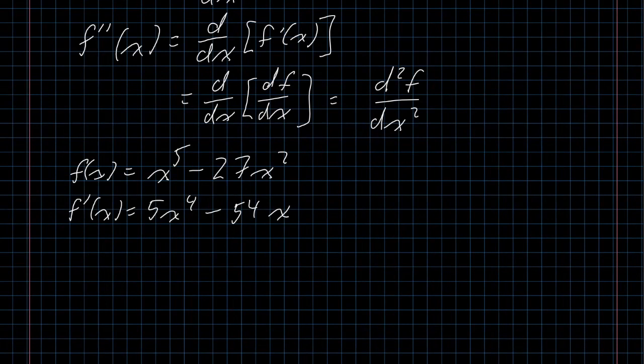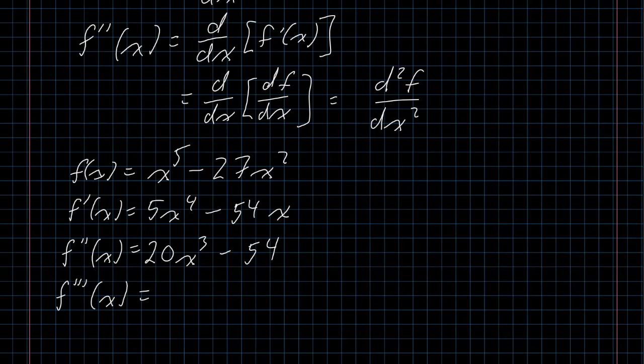Then I can take the second derivative, which I'll denote f double prime of x. The derivative of 5x to the fourth is 20x cubed. The derivative of 54x is just 54. If I want to, I can keep going from here. A third derivative, f triple prime of x. The derivative of 20x cubed is 60x squared. The derivative of 54 is 0.